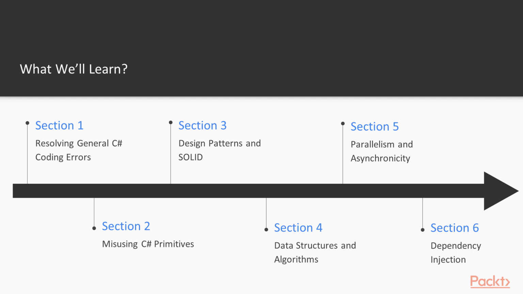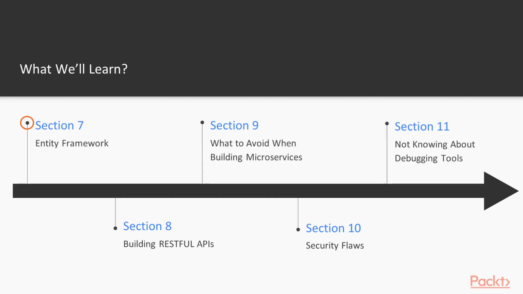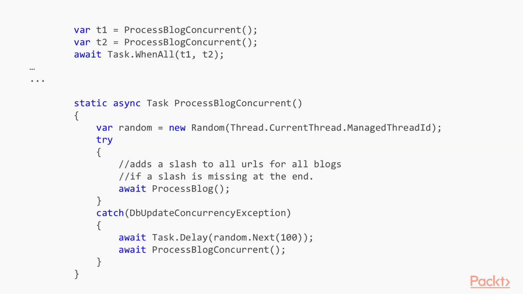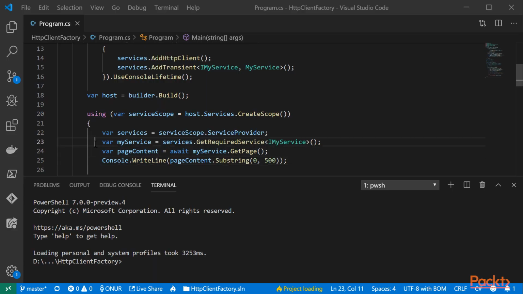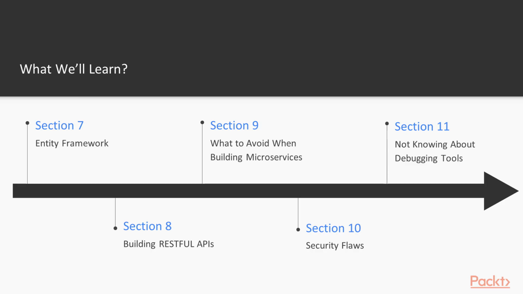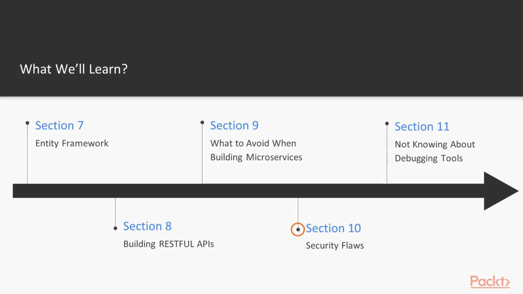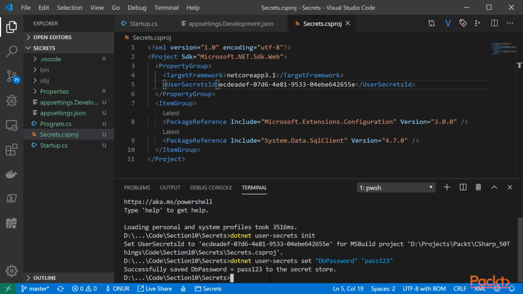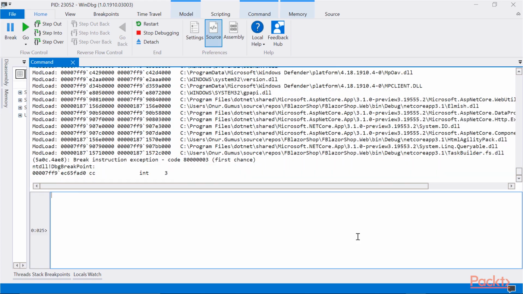In section 6, we will look at common issues with dependency injection, whereas with section 7, we will learn how to use properly Entity Framework. In section 8, we will look at building RESTful APIs properly, whereas in section 9, we will look at what to avoid when building microservices. In section 10, we will try to address some security flaws, and in section 11, we will look at how to properly debug your software.